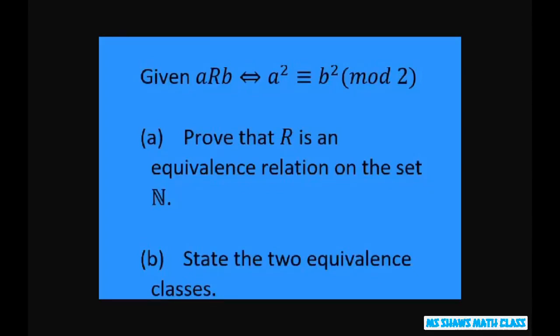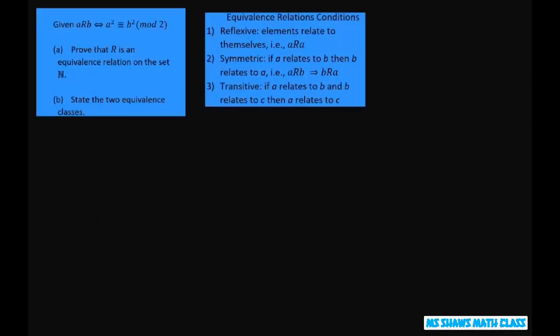Hi everyone. Given A is related to B if and only if A squared is equivalent to B squared mod 2, prove that R is an equivalence relation on the set N, natural numbers. And then we have two equivalence classes. Anytime you see this number, that's the number of equivalence classes. So let's prove first it's an equivalence relation by proving these three conditions.